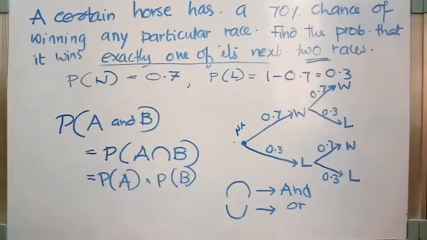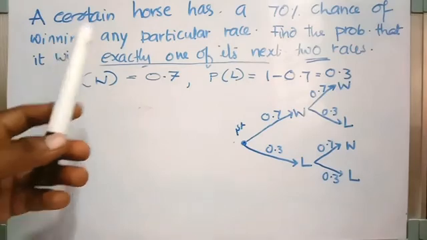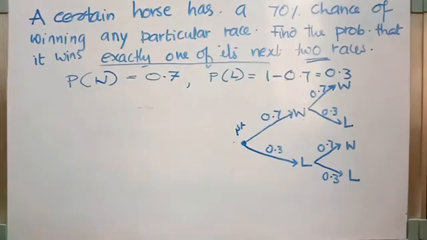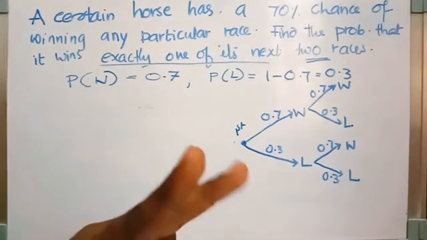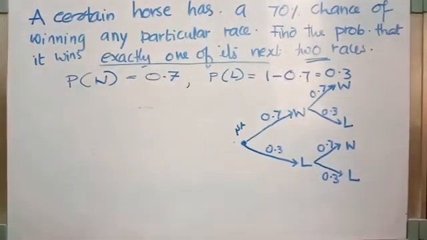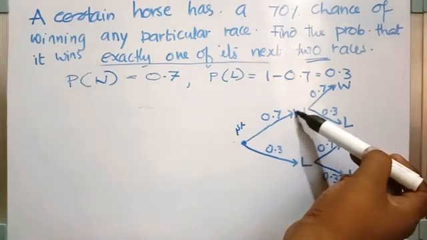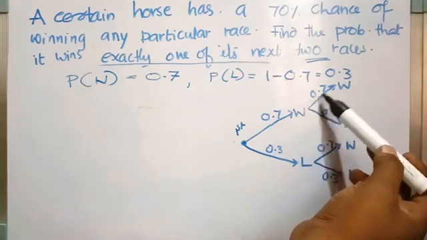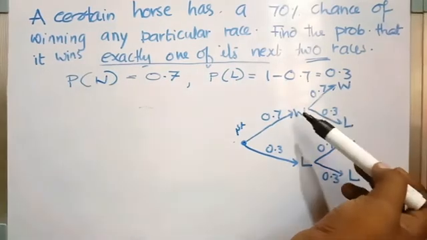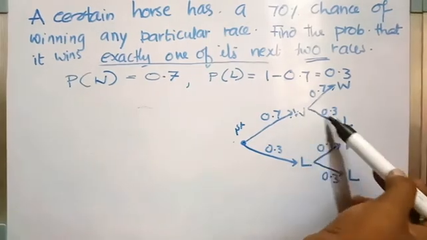So in this question, we required the probability that it wins exactly one of its next two races. We required exactly one win, not even two wins. When you see the tree diagram, in the first branch you find win and win. That means there are two wins, but we want only one win. So when you see the next branch, win and loss, this is a possible one for us.